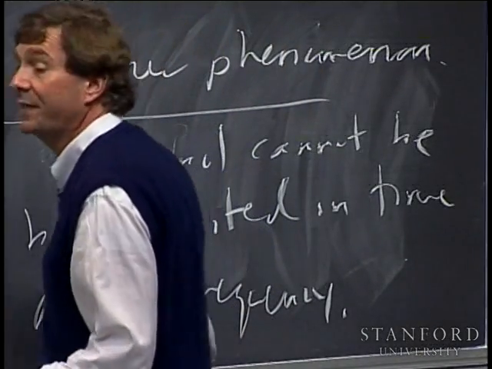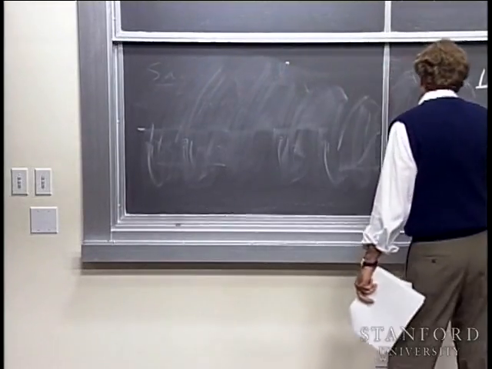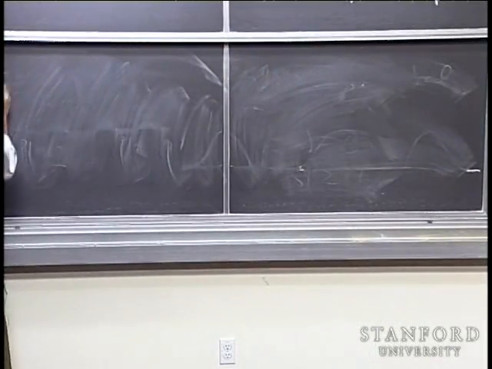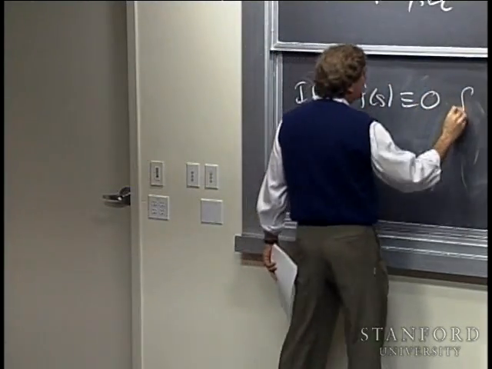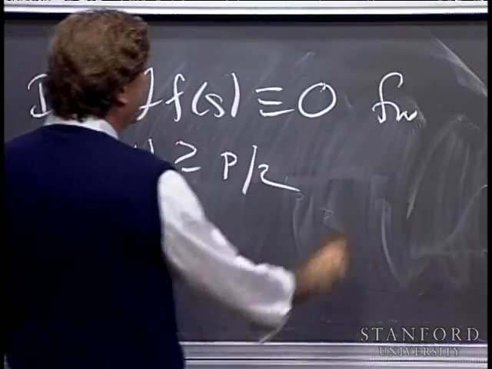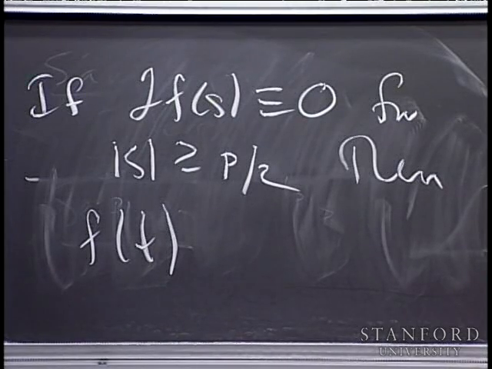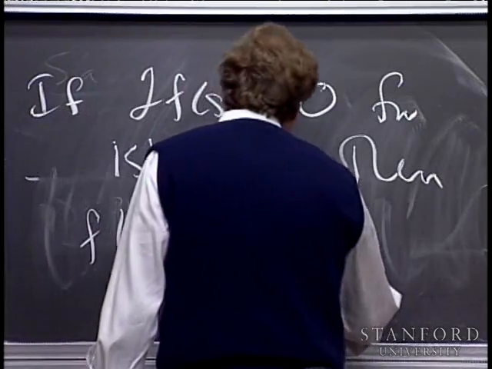What I mean by this is that there are actually two parts here. If the Fourier transform is identically 0 for, say, s greater than or equal to p over 2, as in the situation we've been dealing with, then f of t does not have compact support. The mathematical way of saying this is that it is not identically 0 for t sufficiently large.